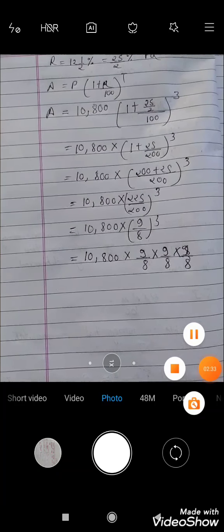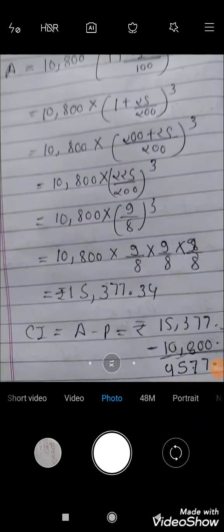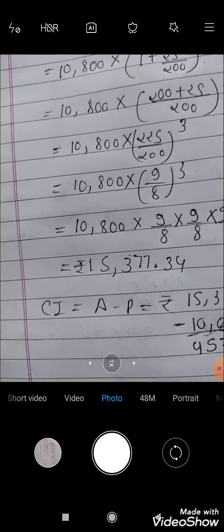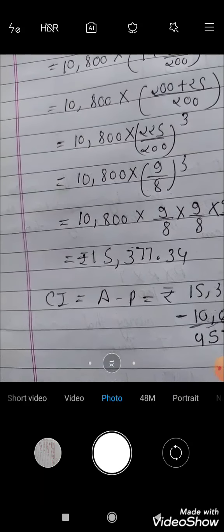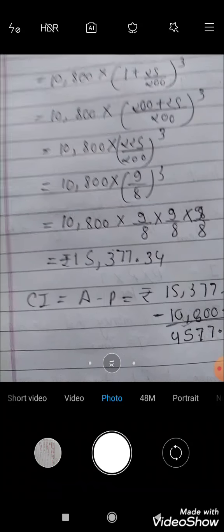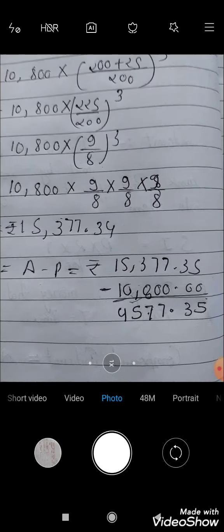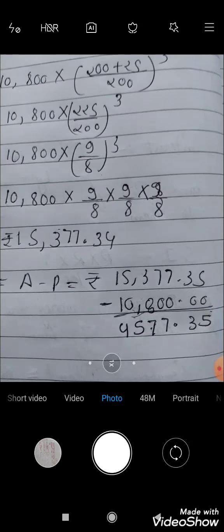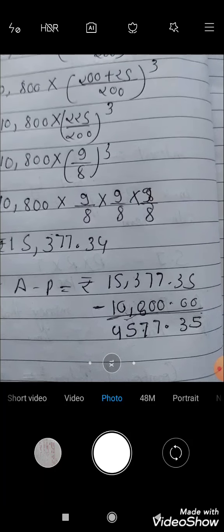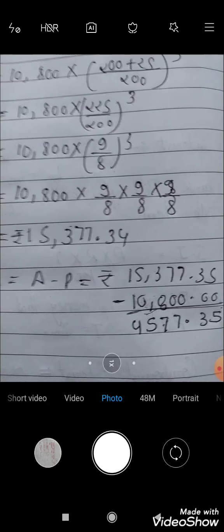After solving this step we have rupees 15,377 and 34 paisa. Now for calculating compound interest we have to subtract principal from the amount. Here amount is 15,377 rupees 35 paisa and principal is 10,800 rupees. After subtraction we have 4,377 rupees 35 paisa.